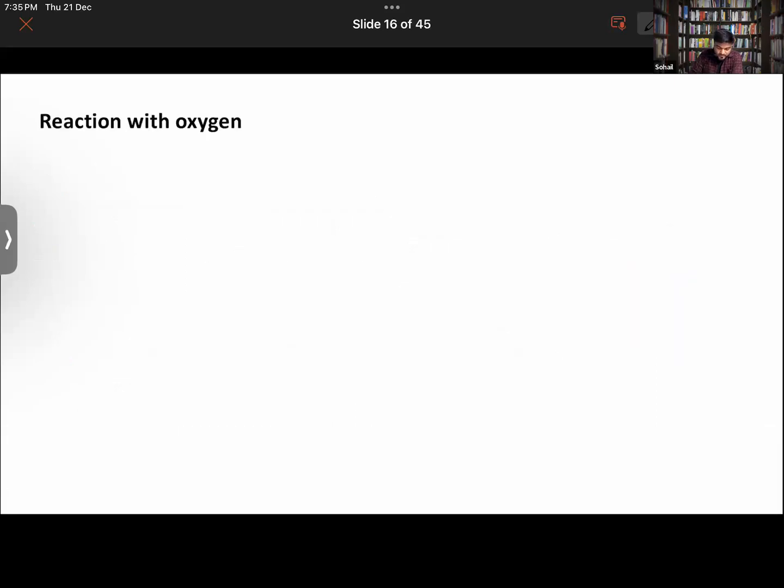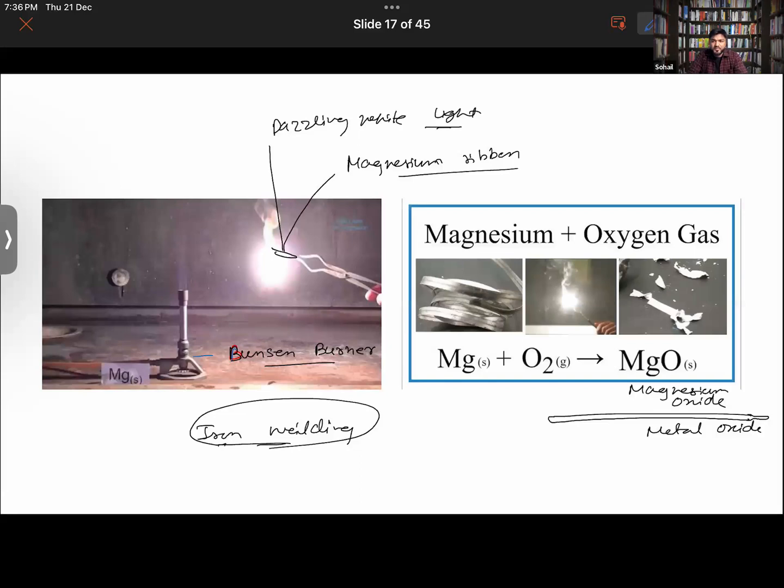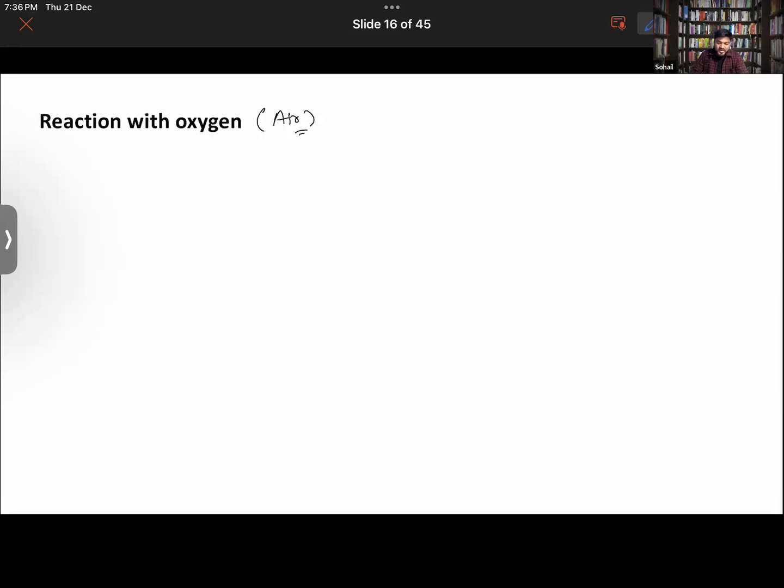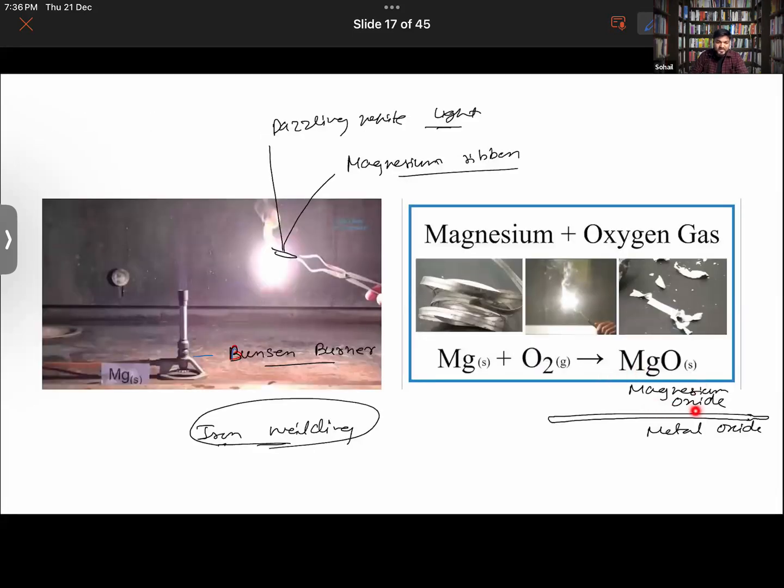Okay, so let's talk about reaction with oxygen, or basically reaction with air. Metals specifically react with the oxygen in air. We had the example of the magnesium ribbon. In this experiment, when you bring a magnesium ribbon in contact with heat and oxygen, it reacts and forms a metallic oxide, that is magnesium oxide.